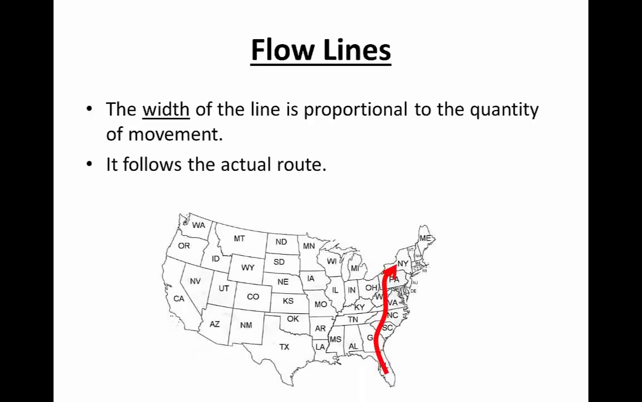So for example, we can see here that someone may be moving from Orlando in Florida all the way to New York, and we are seeing that it follows the actual route, so they may have been driving through these states. Also, it is proportional to the quantity of movement, so that is quite a thick line, so we could say that perhaps 10 people were moving in that route.